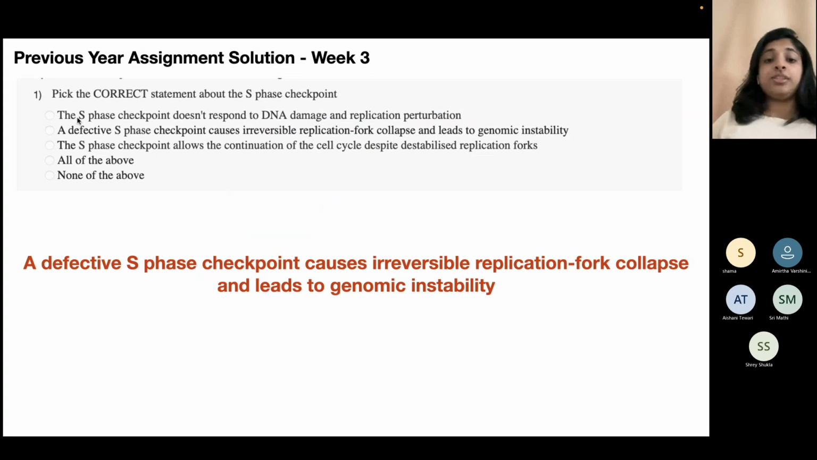So out of these options, we see that the S-phase checkpoint indeed responds to DNA damage. It does not allow the continuation of the cell cycle if there is a destabilized replication fork. So this is also incorrect, and the first statement is also incorrect. Hence the correct statement would be that a defective S-phase checkpoint causes irreversible replication fork collapse and then leads to genomic instability. This is why the S-phase checkpoint is considered one of the most important checkpoints to ensure that the cell does not have catastrophic defects.